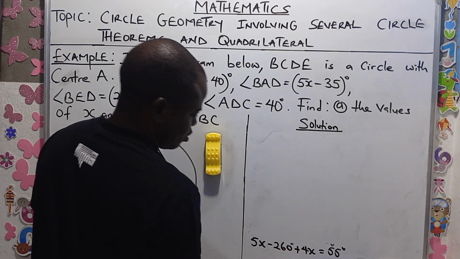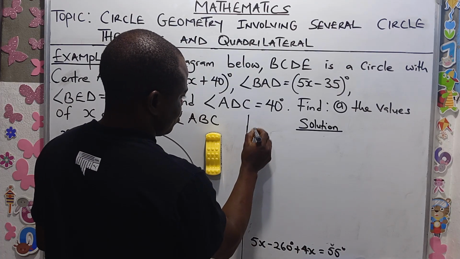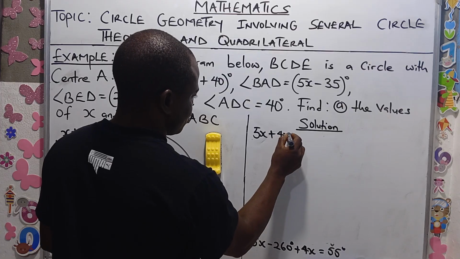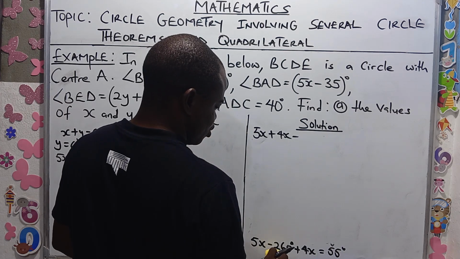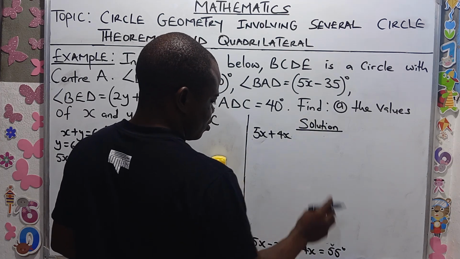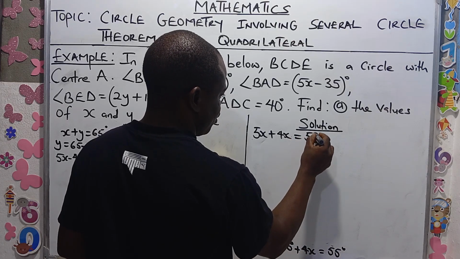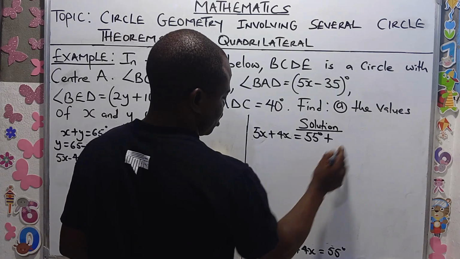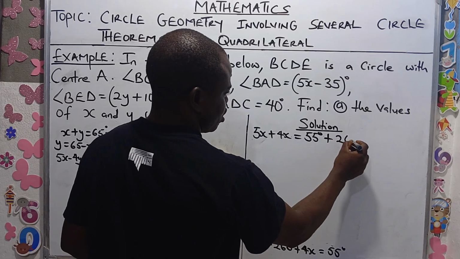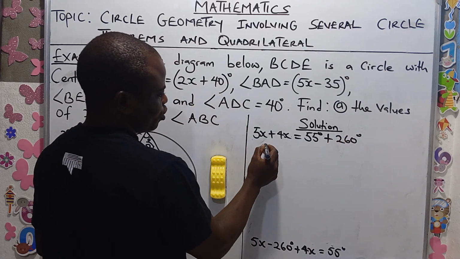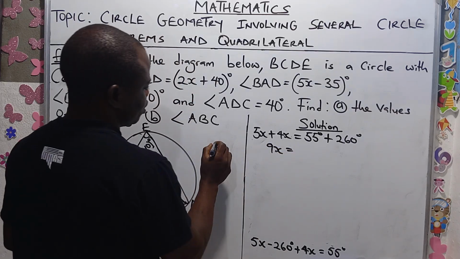Now from here, 5x plus 4x minus 260. Take minus 260 across the equals sign to join 55 degrees; negative 260 turns to positive when it crosses. So 5x plus 4x, that's 9x, equals 55 plus 260 degrees.